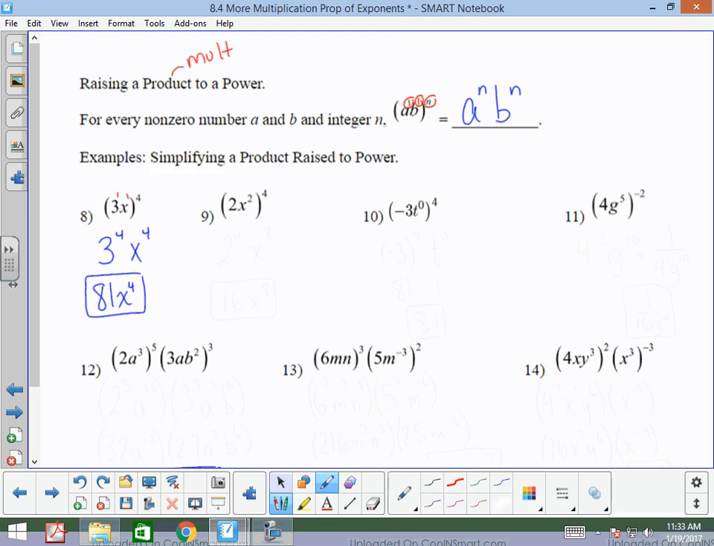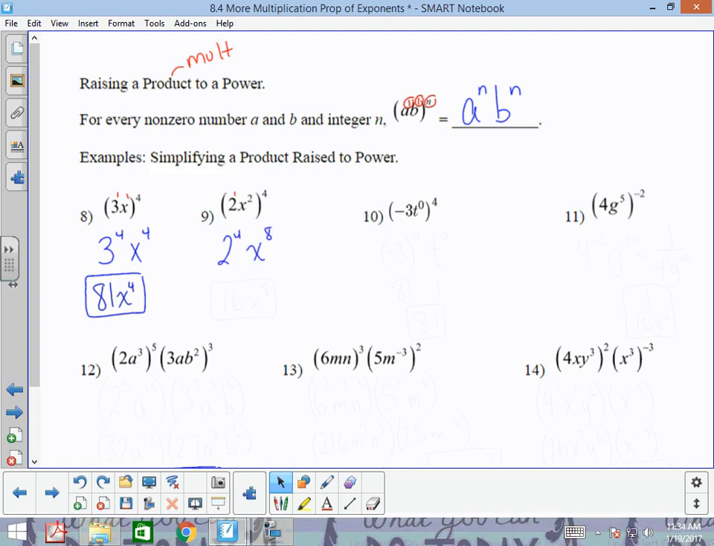Okay. On number 9, that 2 has an exponent of 1. So I'm multiplying the 2's exponent, which is 1, times the 4 on the outside. And I'm multiplying the x's exponent, which is a 2, times the 4 on the outside. So that's 2 to the 4th, x to the 8th. Simplify 2 to the 4th, and we get 16x to the 8th.